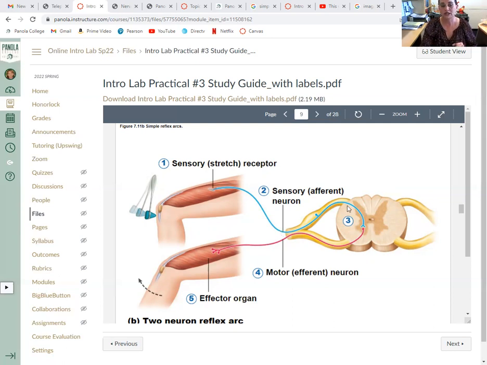Then that information gets into the spinal cord for this example, where it gets integrated or processed. Then the spinal cord sends out a motor command, or motor output, along a motor or efferent neuron. Efferent means something is exiting out of. So a motor or efferent neuron is taking information out of my brain or spinal cord. Then it goes to my effector organ, which in the case of the hot stove would be my hand, telling my hand to jerk away from that hot source. So make sure you know this picture as well.